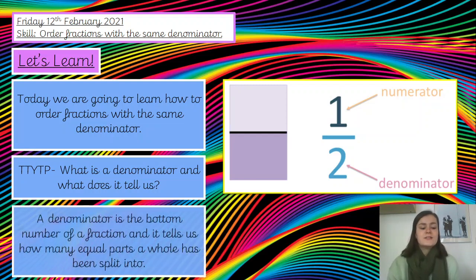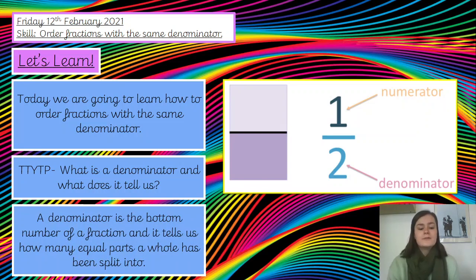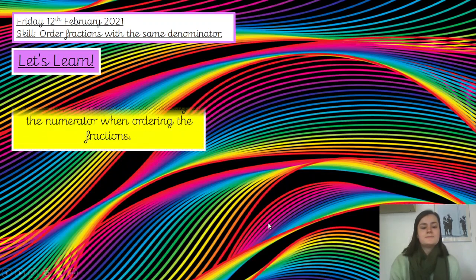Okay, so a denominator is the bottom number of the fraction and it tells us how many equal parts a whole has been split into. So in this fraction, we've got a 1 as our numerator and a 2 as our denominator. So we know that the whole has been split into 2 parts because our denominator is 2. So this fraction is 1/2, isn't it? Well done if you said that, good job.